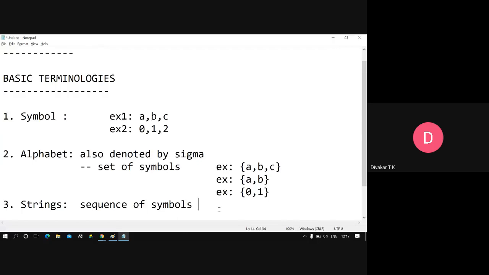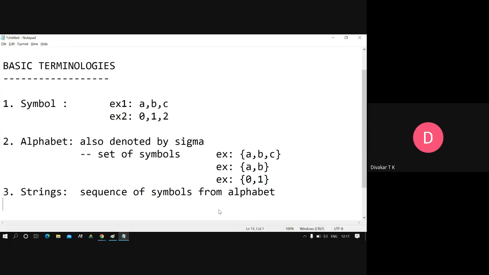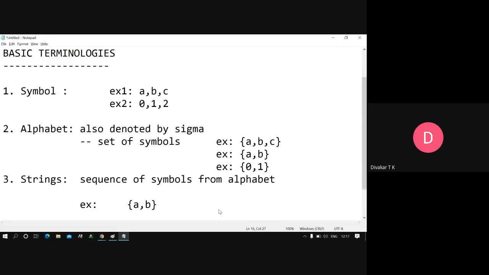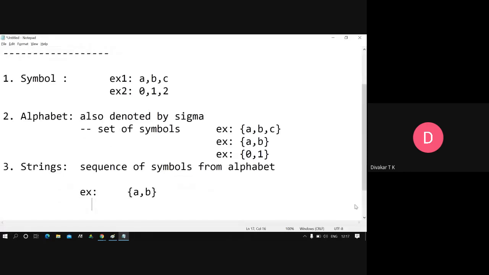I'll write an example here. A string is a sequence of symbols from the alphabet. For example, I'll take sigma, meaning alphabet, as A comma B. A comma B is the alphabet now. What will be the strings now?